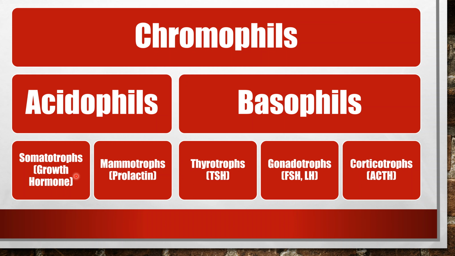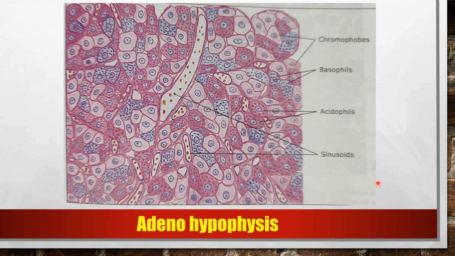So like that we have mammotrophs that secrete prolactin. If you go to the basophils, we have thyrotrophs secreting thyroid stimulating hormone. Like that, we have gonadotrophs secreting follicle stimulating hormone and luteinizing hormone. Next we have corticotrophs, secreting ACTH. The function of each gland you already studied in physiology, so you should be able to tell about the functions of these hormones that you studied in physiology.